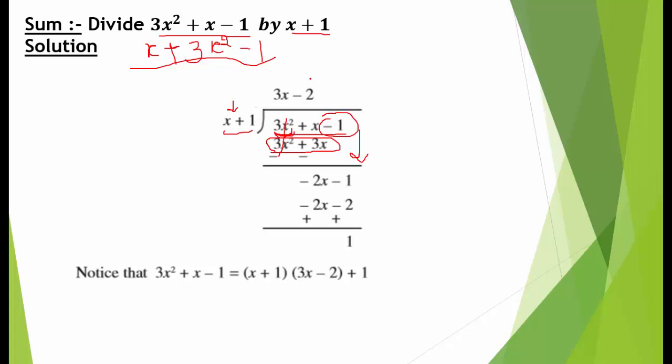Now we have to make here minus 2x. To make this x into minus 2x, we will multiply this x with minus 2.